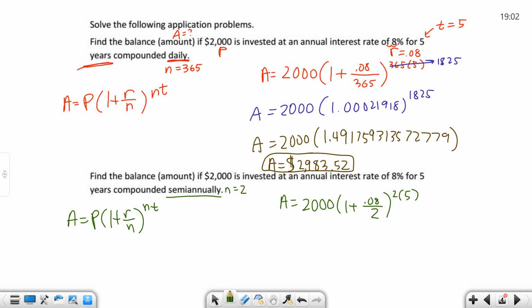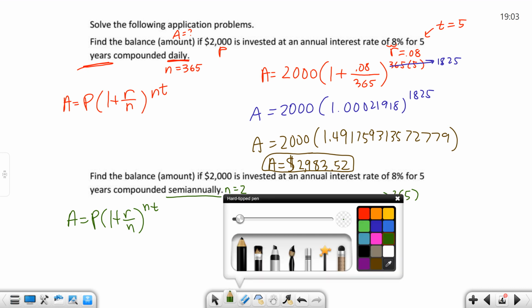Do you expect this to be greater or less than the daily compounding of interest? You should expect it to be less, right? Because daily is compounded 365 times a year. This only is going to compound how many times a year? Twice. That's not very many times. Once and then one more time. So it's only going to compound 10 times the whole way through, right?